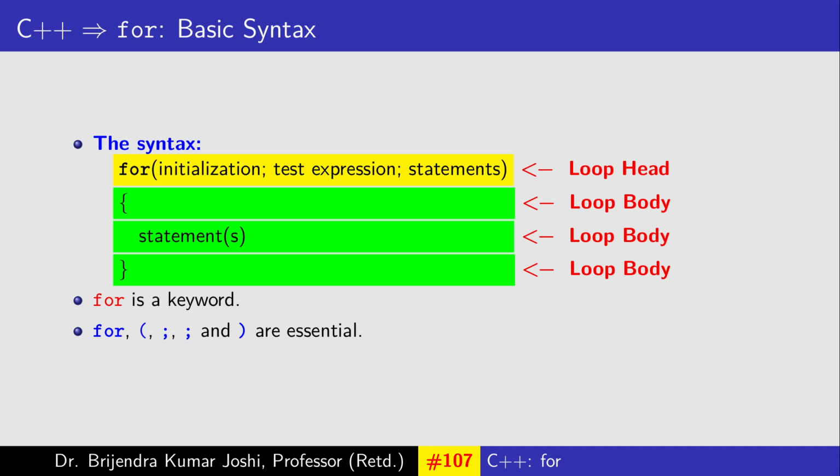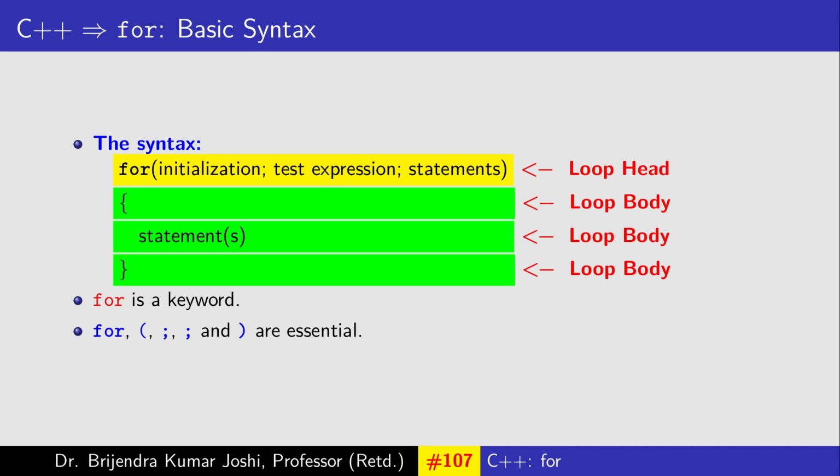First of all, the basic syntax. Here is the syntax. For, then some initialization statement, then a test expression followed by a semicolon, and then other statements. So what is essential? For is the keyword. Initialization: normally we use some variable which is initialized to some initial value, followed by a semicolon, then the test expression. If this test expression fails, that is, if it is false, then the loop is not entered; otherwise it enters and executes these statements.